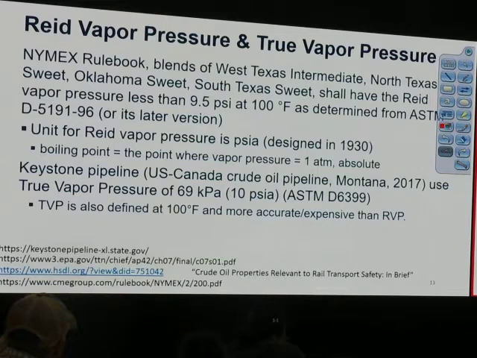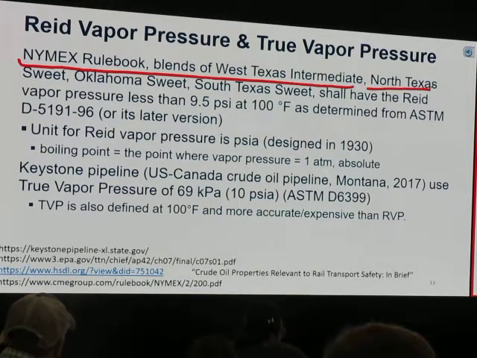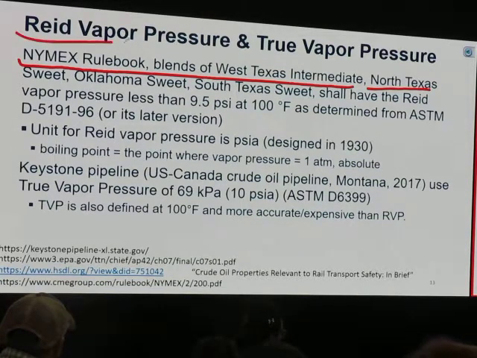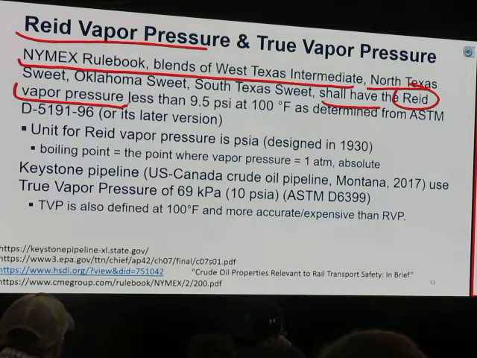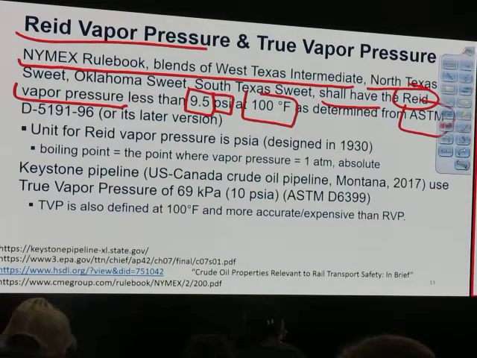Let's look at Reid vapor pressure. Okay. West Texas Intermediate, North Texas, Mid Oklahoma, blah, blah, blah, blah. Shall have, okay, this is a Reid vapor pressure requirement. Shall have the Reid vapor pressure less than 9.5 psi at 100 F as per this ASTM. Okay, what does it mean?